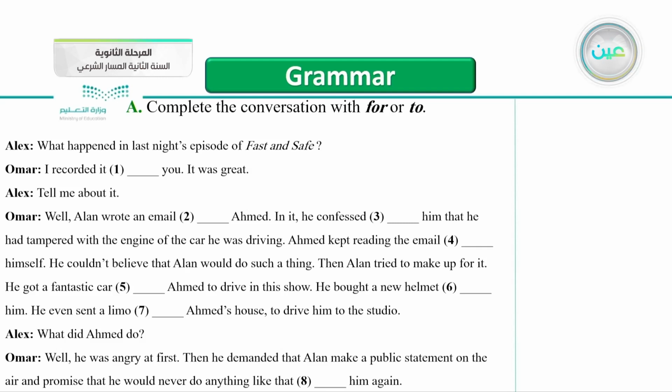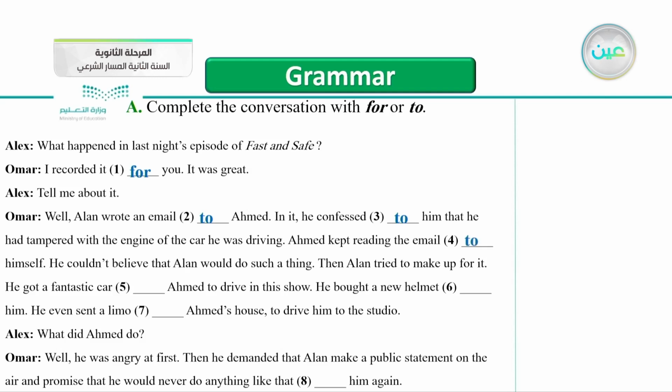Number one, I recorded it to you or for you? It was great. Yes, excellent. For you, as a help, as a gesture. Tell me about it. Umar, well, Alan wrote an email to Ahmed. Yes, very good, to Ahmed. So the email is going to Ahmed. In it, he confessed to him, very good, that he had tampered with the engine of the car he was driving. Ahmed kept reading the email himself.